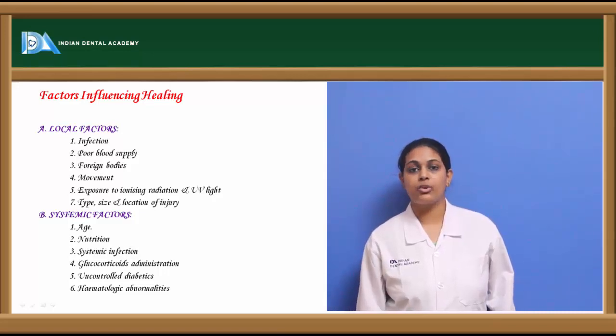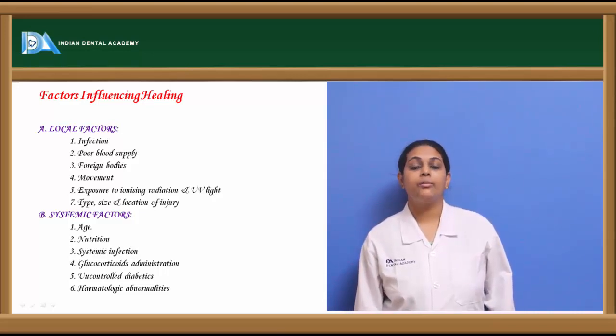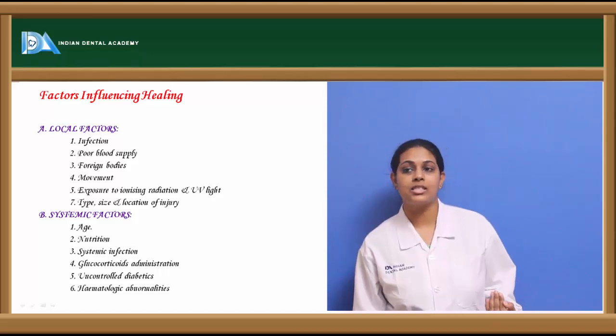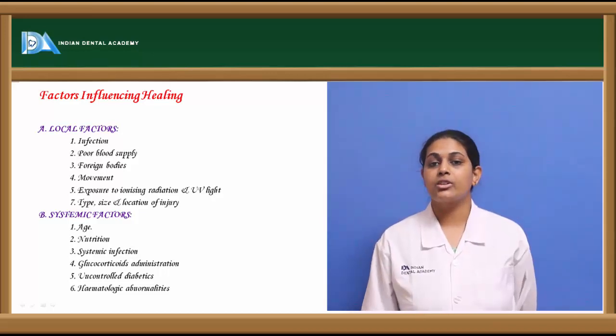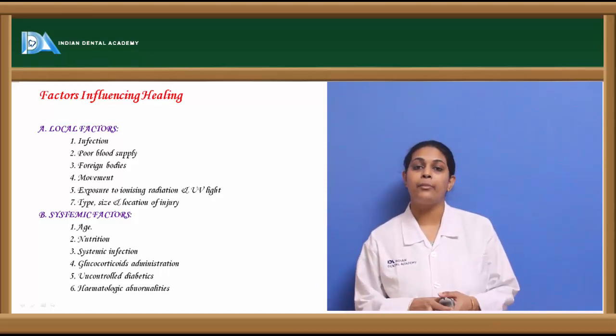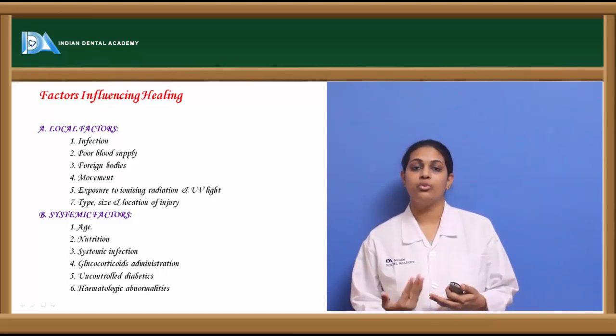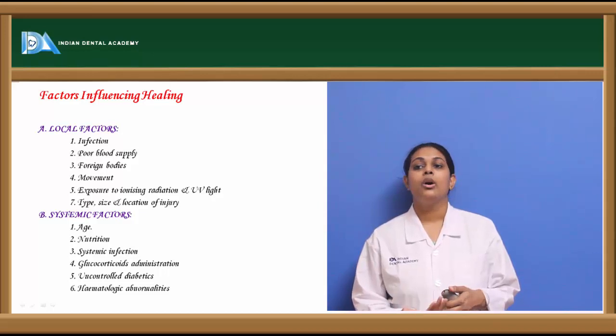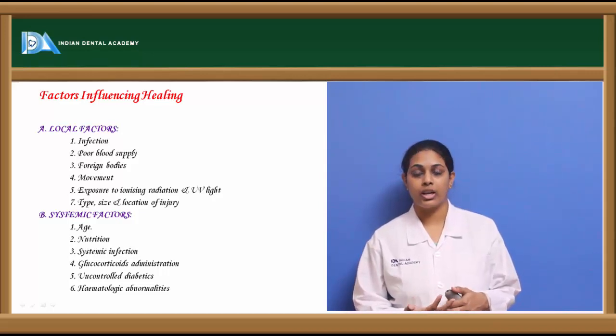Coming to the factors influencing the healing in general, they can be classified into local factors as well as systemic factors. Any infections associated with septicemia or any other bacterial microorganisms might hamper and delay the process of wound healing. This might also be one of the local factors which affects wound healing. Other than that, poor blood supply.